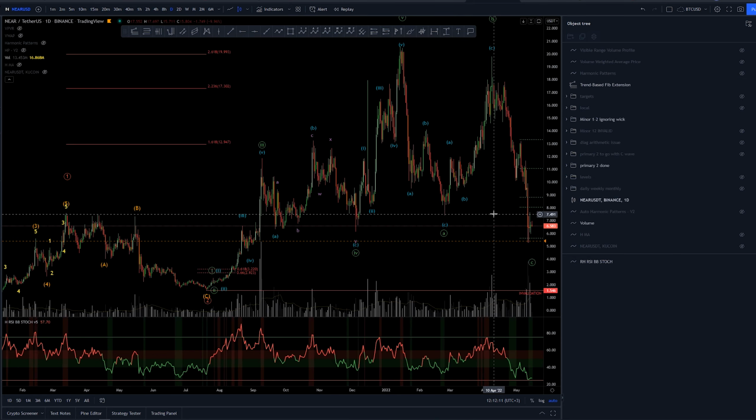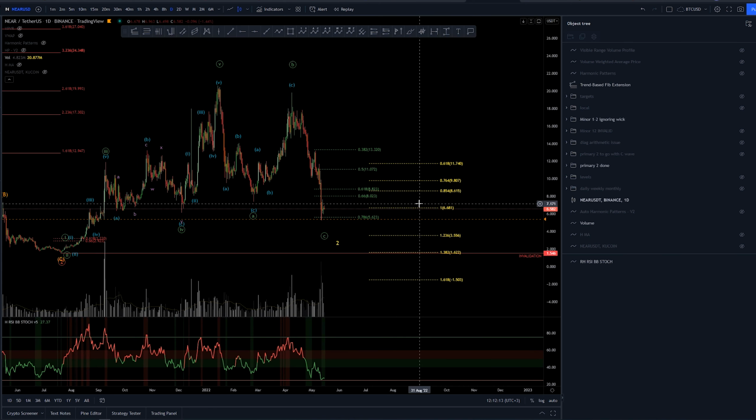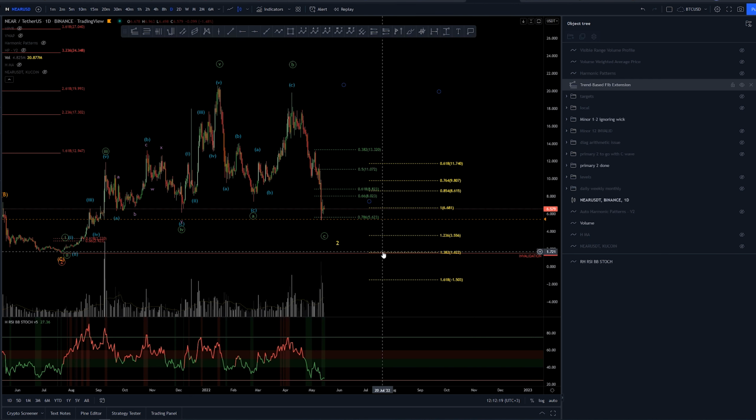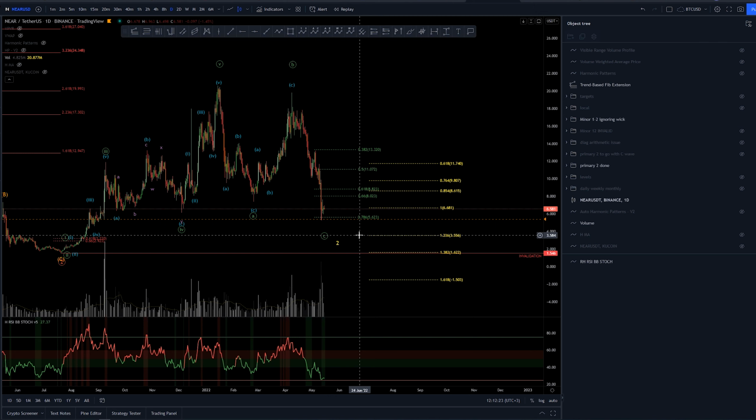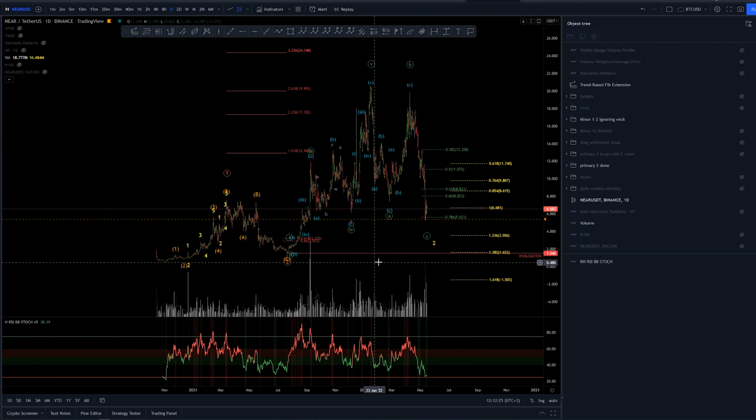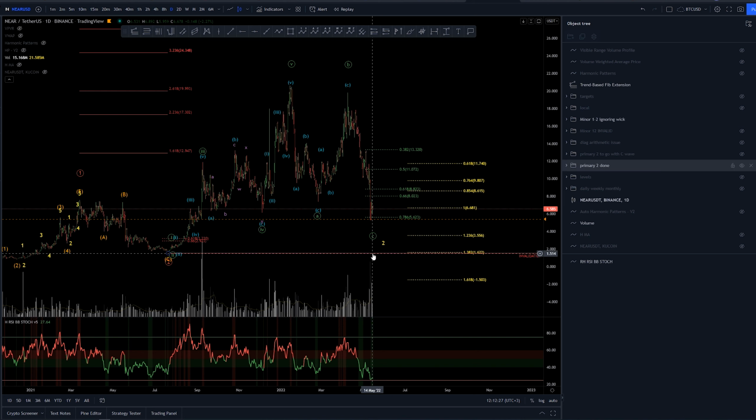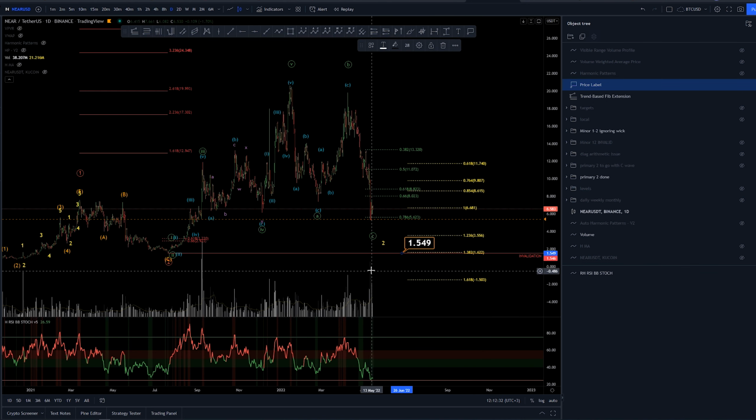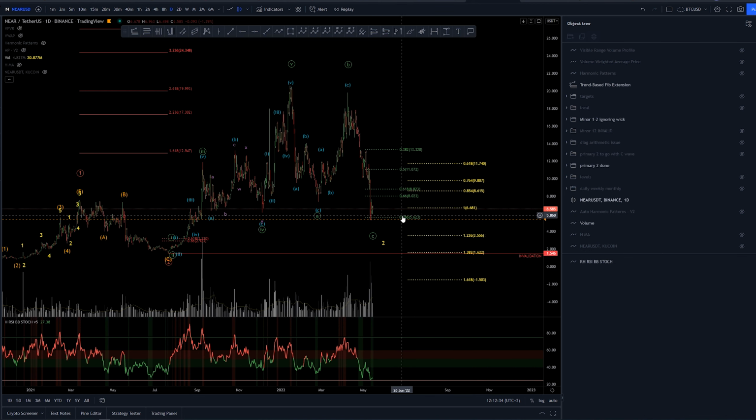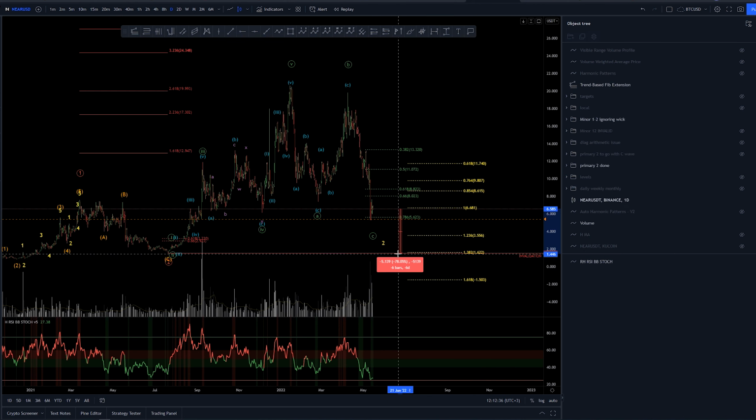On arithmetic scale, of course, they're going to be a bit different. We came down to around the 1-to-1 extension of this move, of the A wave for the C wave as well, but there's room for downwards movement still. The invalidation point for this count, however, is all the way down here at $1.55 or 50 cents, somewhere around here, but there is again a lot of room to go there.